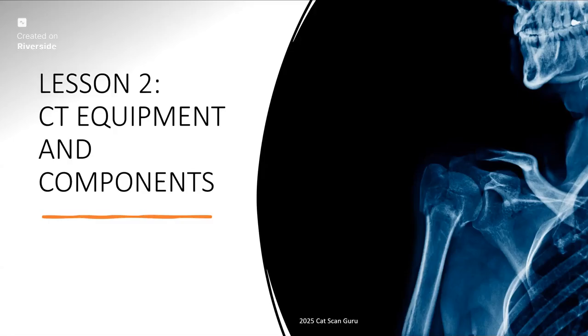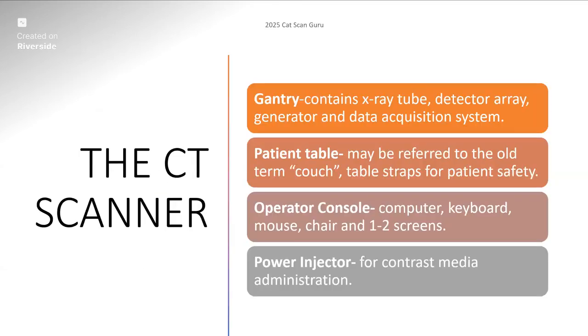This is lesson 2. In this lesson, we are going to discuss CT equipment and its components. The first thing that I am going to cover is the basic old CT scanner. This is composed of a few things. You have your gantry, which is the outside portion of the CT scanner. That contains your X-ray tube, your detector array, your generator, your data acquisition system. Those things are housed inside the gantry. Plus, the gantry is what we feed the patient table and the patient through.